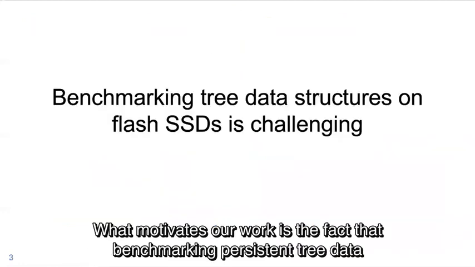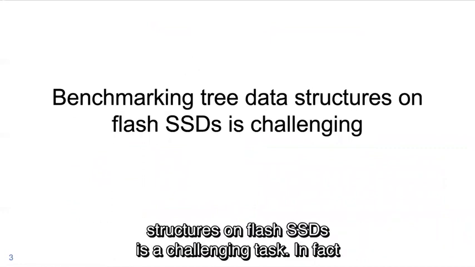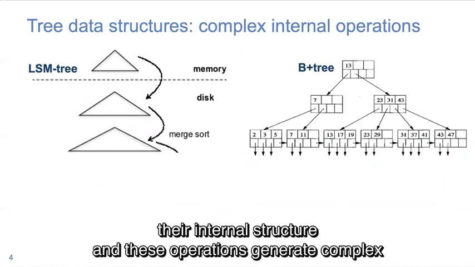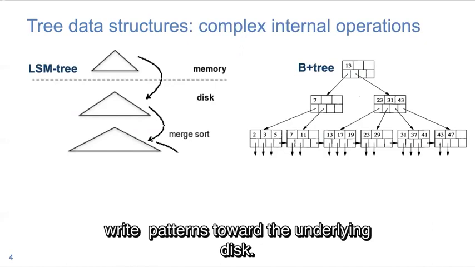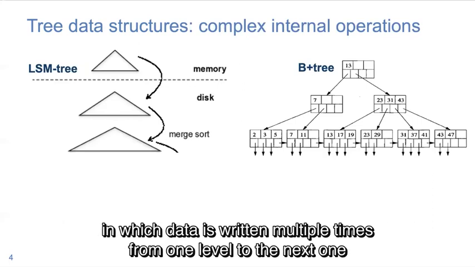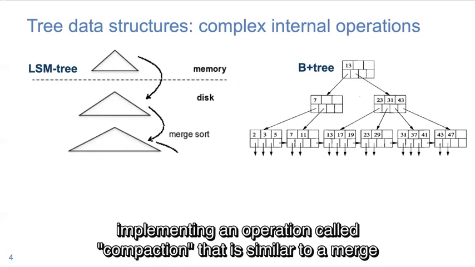What motivates our work is the fact that benchmarking persistent tree data structures on flash SSDs is a challenging task. In fact, tree data structures implement internal operations to maintain the integrity of the tree structure, and these operations generate complex write patterns toward the underlying disk. For example, LSM trees are organized according to a tiered architecture in which data is written multiple times from one level to the next one, implementing an operation called compaction that is similar to a merge sort.